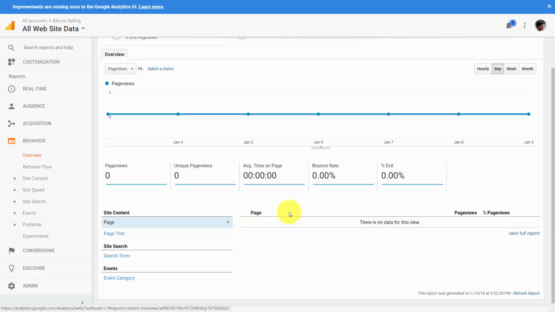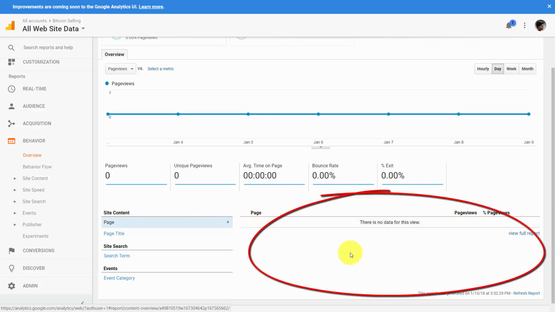Now what we're going to have is some data in this area when you're actually collecting. And this will give you those individual pages where people are spending the most time, where you're getting the most page views. And you're going to want to take a look at this number because this will tell you where people are spending their time when they're on our site.